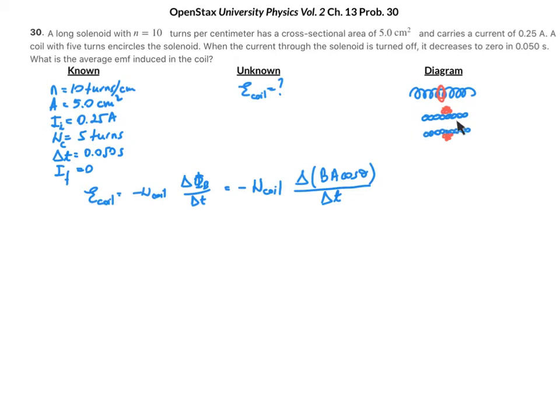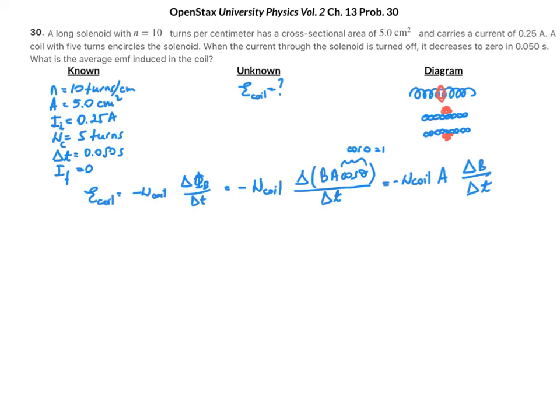The magnetic field through the solenoid will either be to the right or to the left. The area vector for the coil is going to be either to the right or to the left. We don't know exactly what the direction of the current is, and it doesn't matter for this problem. We're just looking for an average induced EMF. So that means that we're dealing with cosine 0 here, which is 1. So since the area is not changing, I'm going to take it outside of the delta symbol, and then I have negative N coil times the area times delta B over delta t.